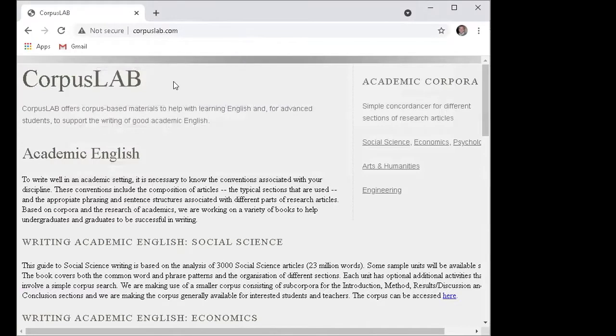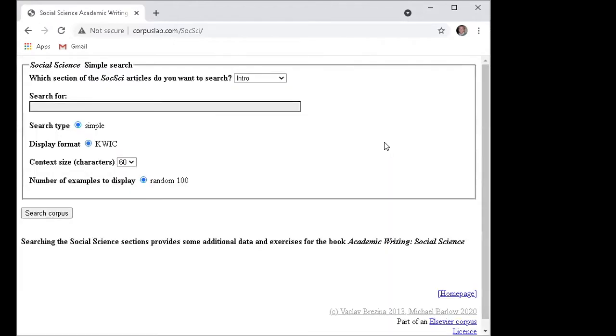So the site we're going to look at is corpuslab.com. And then as well as corpora here, we're looking at social sciences. There's a small corpus, this gives us a sense. And so let's look at "pointed out" in the results and discussion section.